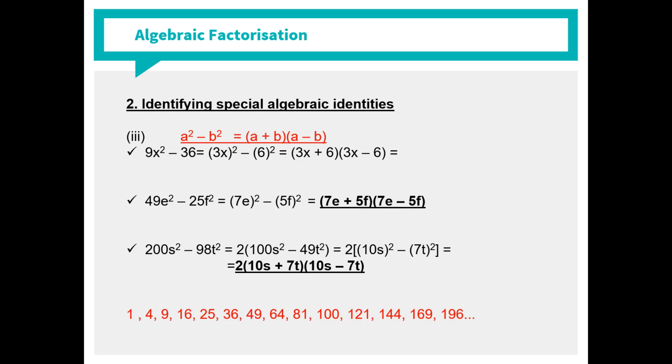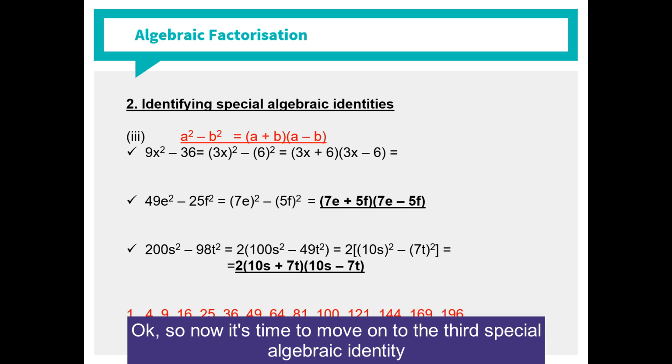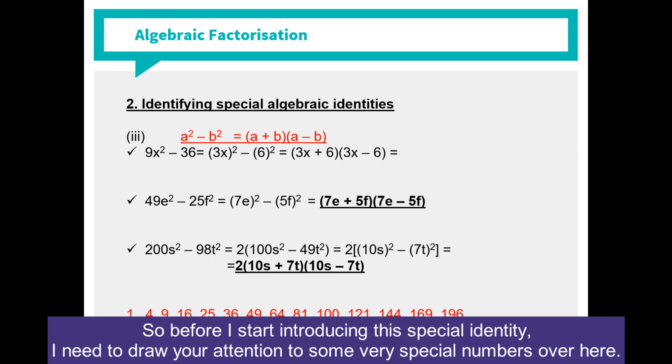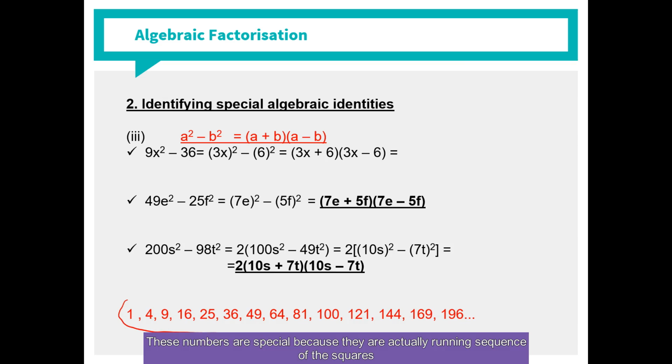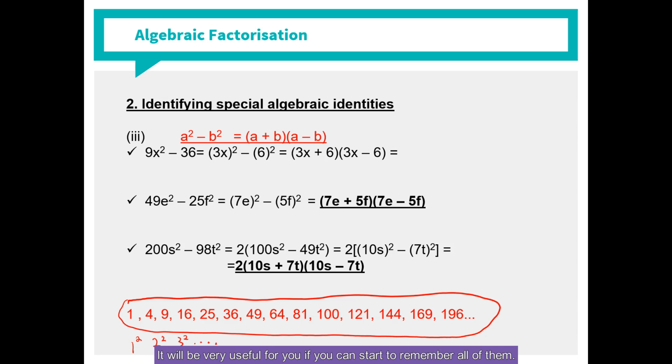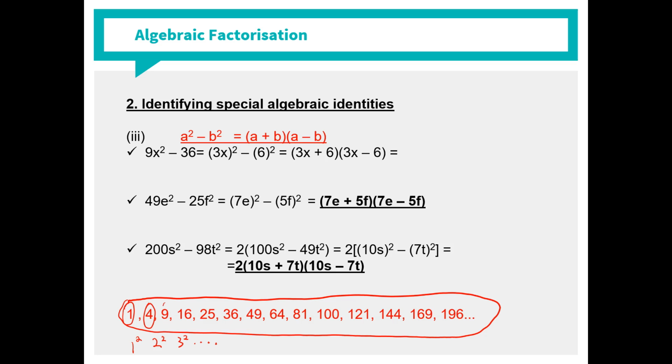Okay, so now it's time to move on to the third special algebraic identity. Before I start introducing this special identity, I need to draw attention to some very special numbers over here. Why are they special? Because they are actually a running sequence of squares: 1 square, 2 square, 3 square, and so on and so forth. It will be very useful for you if you can start to remember and recognize all of them.